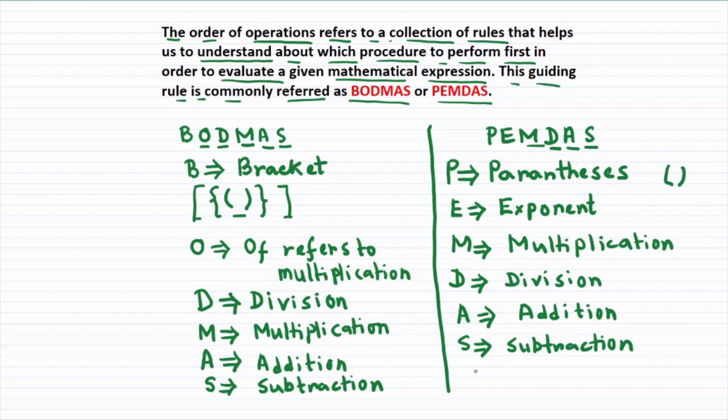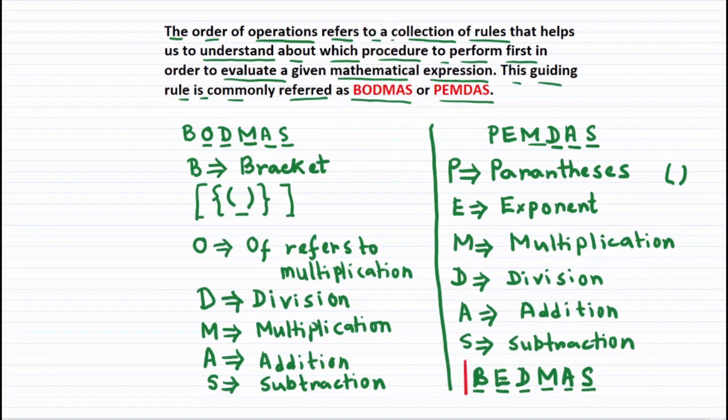Though very few, there are a few countries that like to use the rule as B, E, D, M, A, S, where just like the other rules, B stands for brackets, E for exponents, D for division, M for multiplication, A for addition, S for subtraction. So if we look at this rule, this is more or less similar to the others.